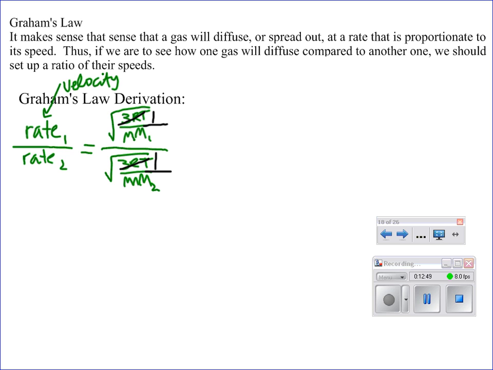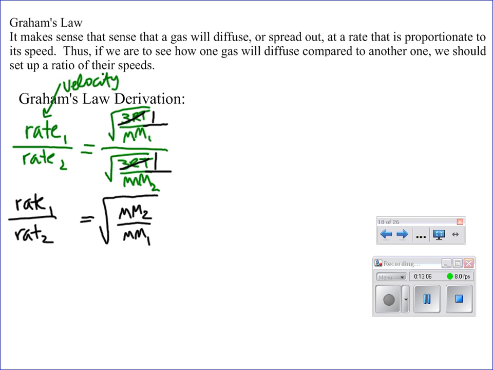How do I simplify that? Molar mass 2 over molar mass 1. And I leave the other side the same, rate 1 is to rate 2. So that's Graham's law right there.